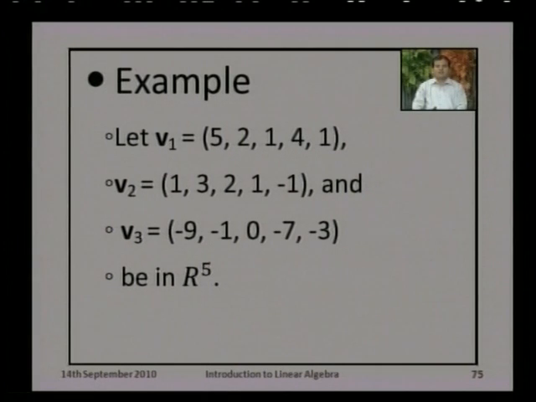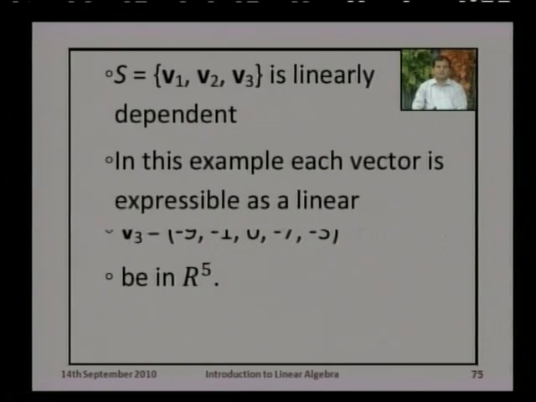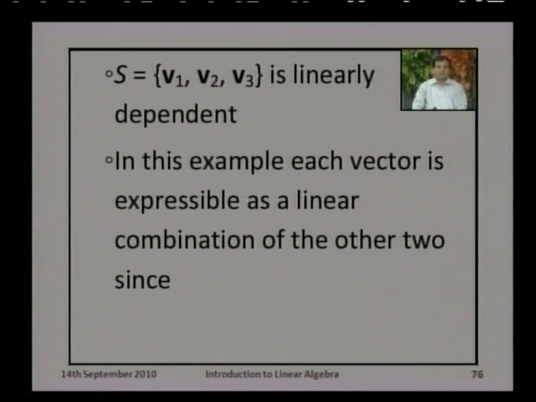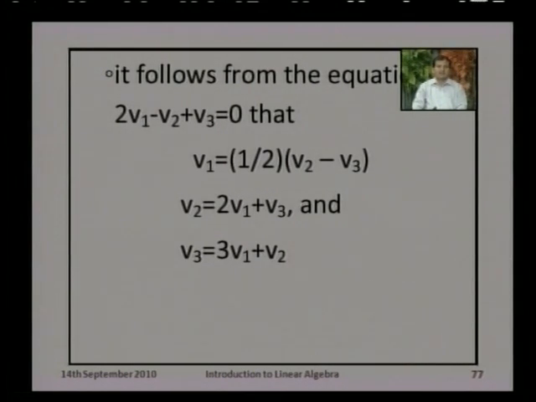So, in the example which we have taken before, V1, V2, V3, we had seen that they are linearly dependent. What do we get here? You see that 2V1 minus V2 plus V3 equal to 0. That means V1 can be written as 1 by 2 times V2 minus V3. That means V1 is expressed as a linear combination of V2 and V3. What is the coefficient of V2?